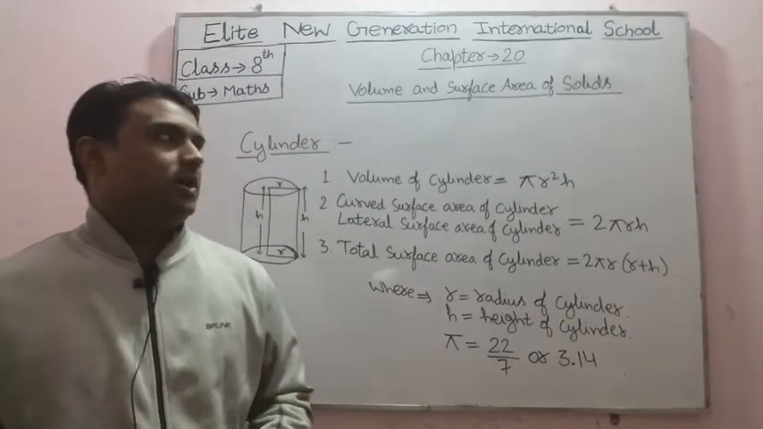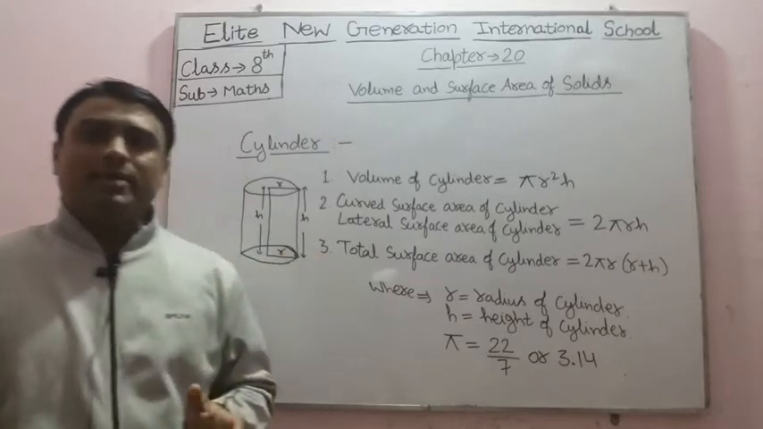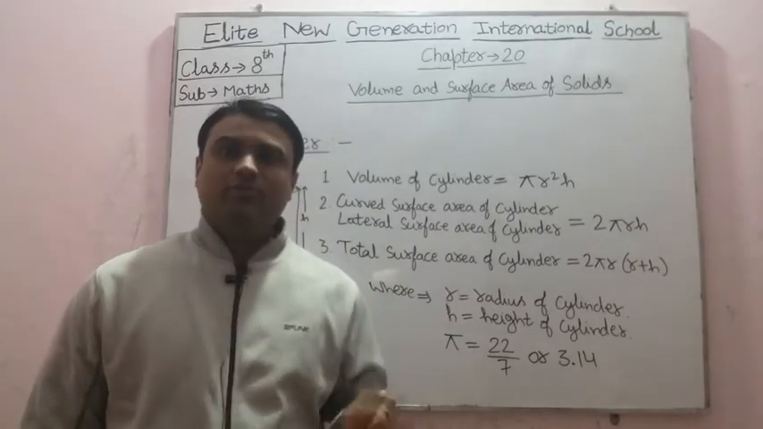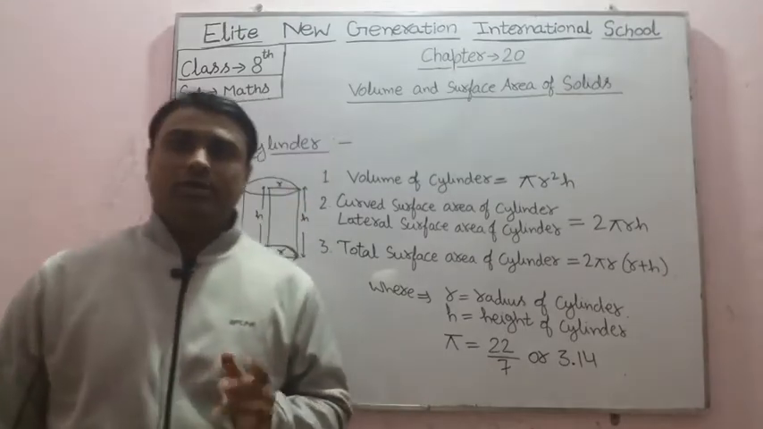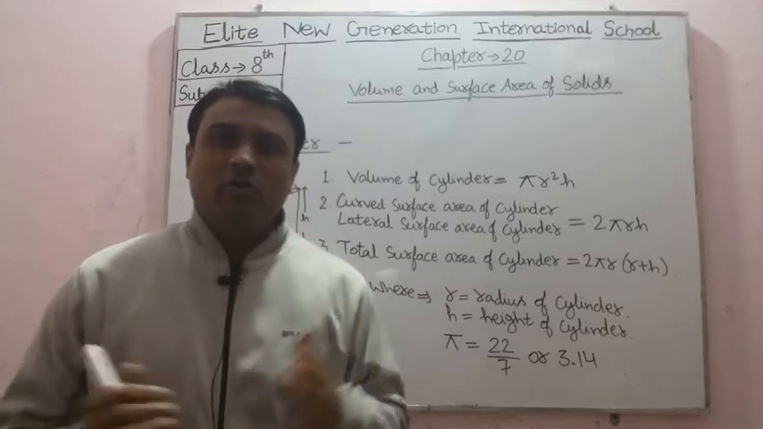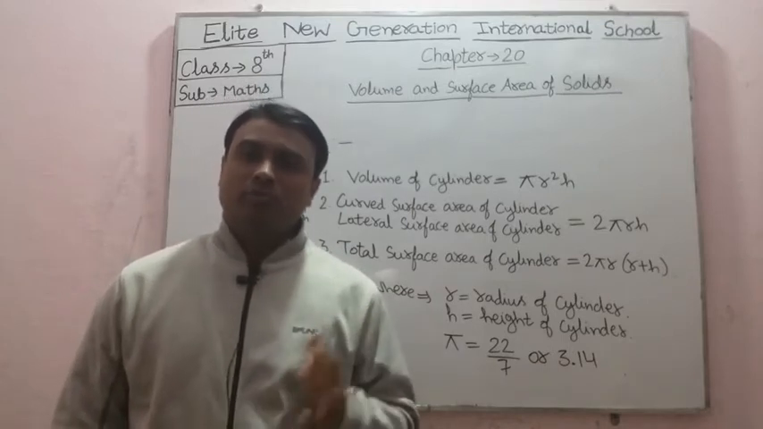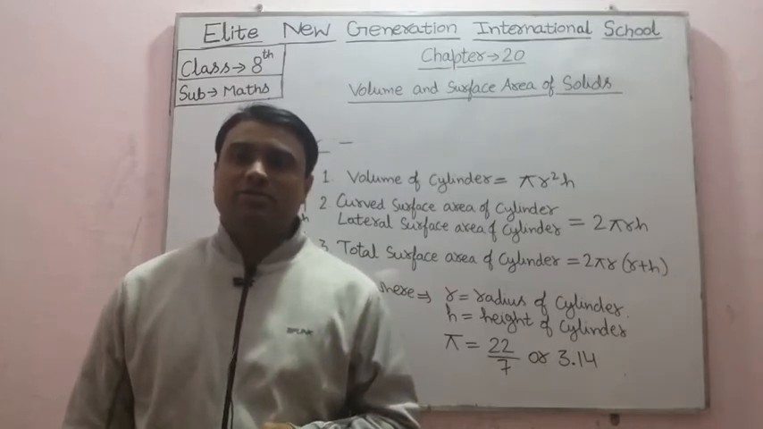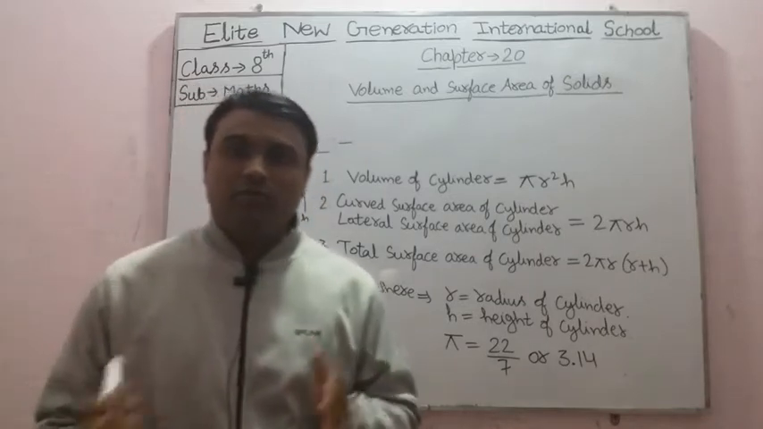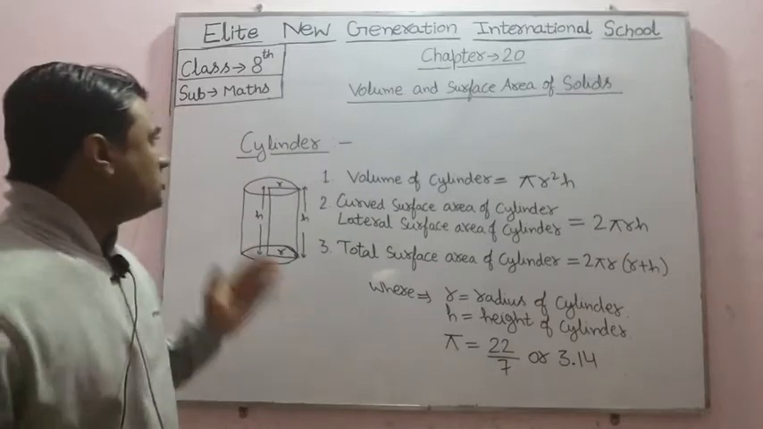Today we are going to start chapter 20, volume and surface area of solids. Before that, we started our first exercise, 20A, and in that exercise we studied cube and cuboid, volume of cuboid, volume of cube, total surface area, lateral surface area and curved surface area of cube and cuboid. Now in this session we are going to study about cylinder.